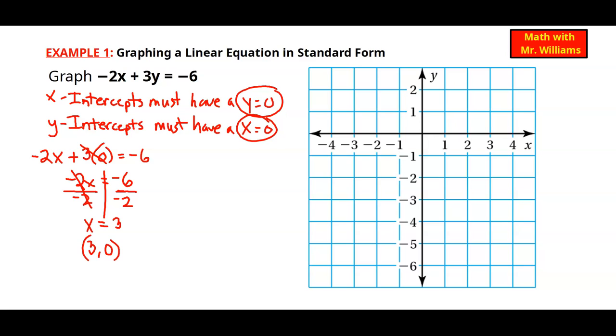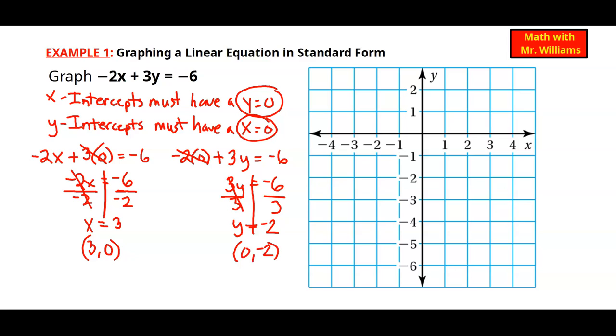Now we're going to go ahead and solve for the y-intercept. That's when x equals 0. So let's substitute that in our equation. We see negative 2 times 0 will cancel out, leaving me 3y equals negative 6. Draw my line of equality. I'm going to divide by 3 on both sides. The 3's cancel. y equals negative 6 divided by 3, which gives me negative 2, giving me an ordered pair of 0, negative 2. Let's go ahead and graph.